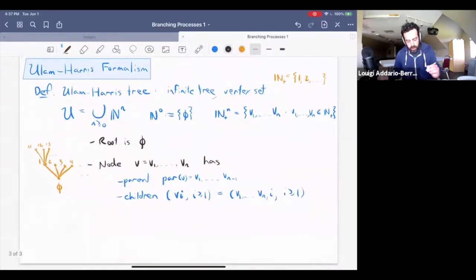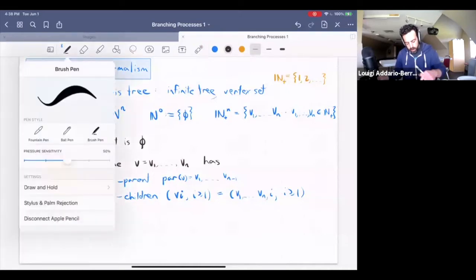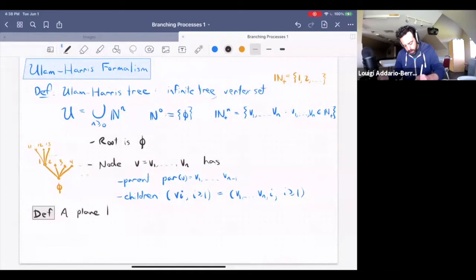So this is the Ulam-Harris tree, and it has the property that there's a canonical labeling of the vertices of the tree, but the point is that the children of each node have a left to right, or youngest to oldest, order, which corresponds to the increasing labels of the last coordinate. With this Ulam-Harris tree, now we can define a plane tree, and these are what our branching processes are going to be: random plane trees. It's a subset of the Ulam-Harris tree with the following properties.